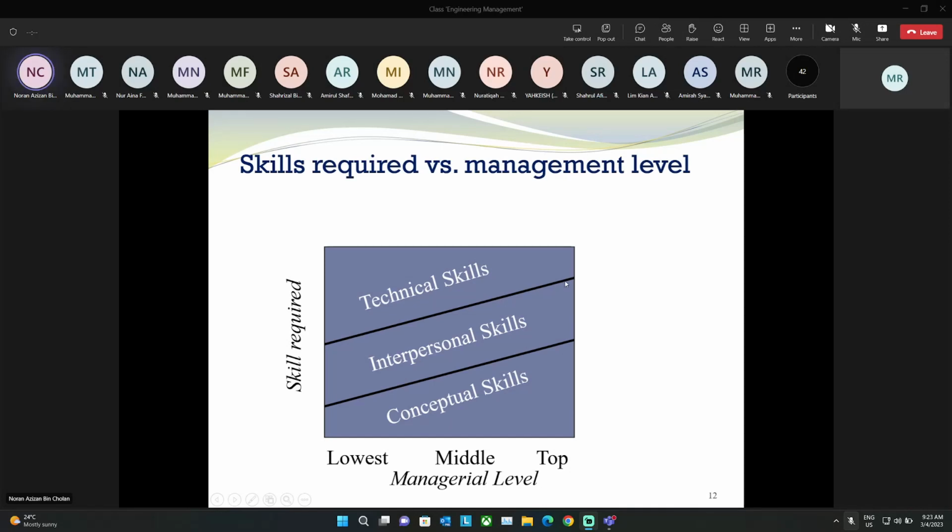They spend more time on the conceptual skill. That means analysis. Let's say the profit is reduced. That means the company gets less profit. So what are the reasons? That kind of conceptual skill means the ability to do analysis.